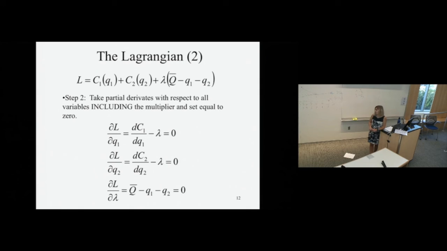Yeah, and you could have more than one constraint hypothetically. You could have as many constraints as you could think of. So a lot of times in natural resource management you'll have multiple constraints. And that just means you end up with a lambda, a mu, or you could do lambda 1, lambda 2, lambda 3. And so each constraint ends up having its own lambda associated with it.